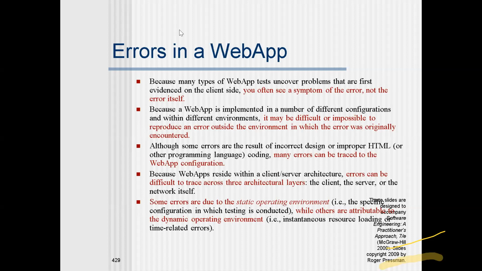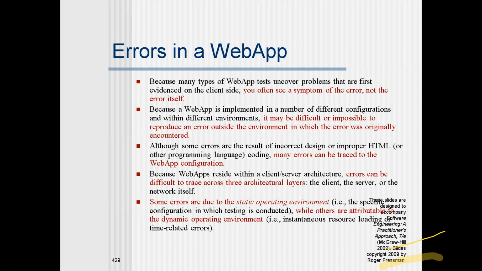Next is, errors can be difficult to trace across the three architectural layers, that is the client, server, or the network itself. You really don't know where the error is occurring, either in the server or the client or the network. So care should be taken to find out where exactly the error is located, and then you have to correct it.